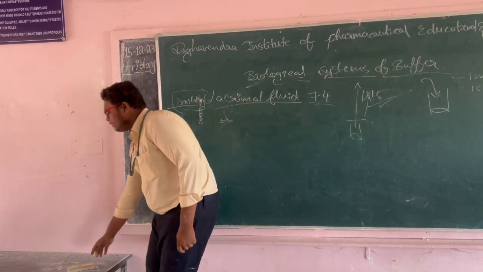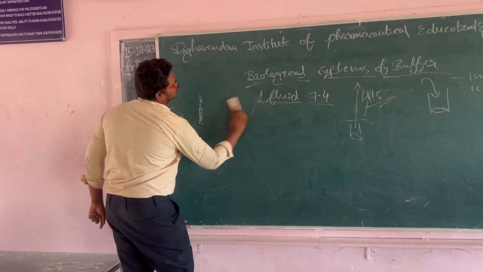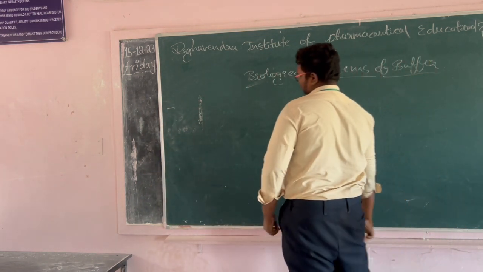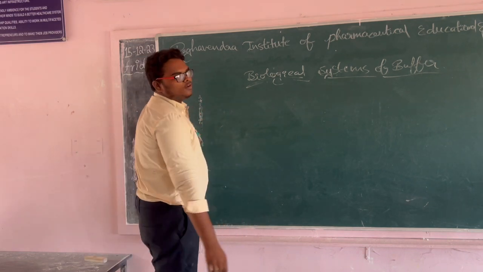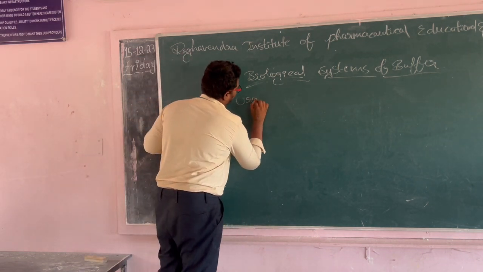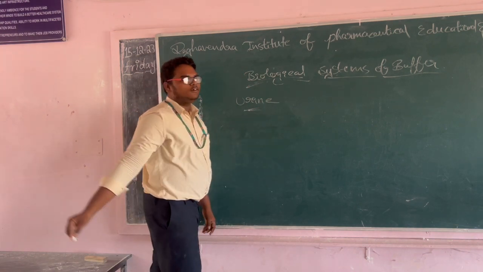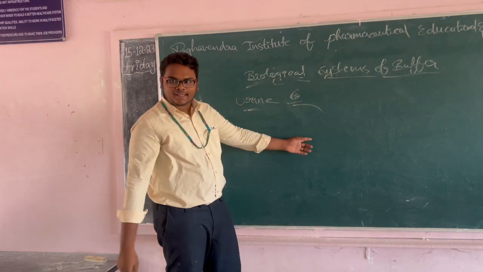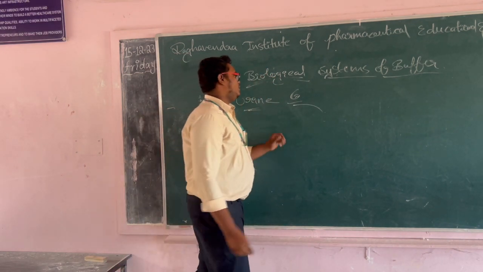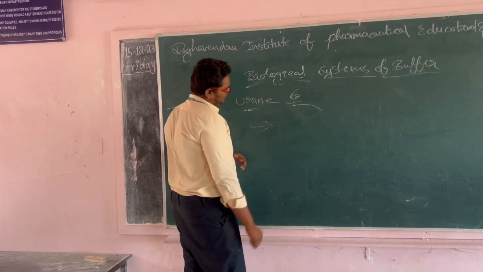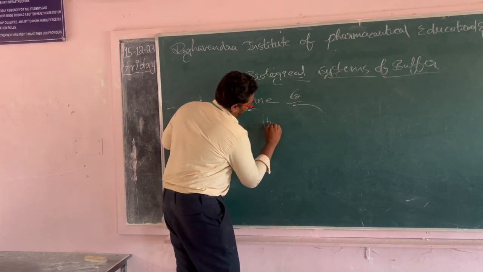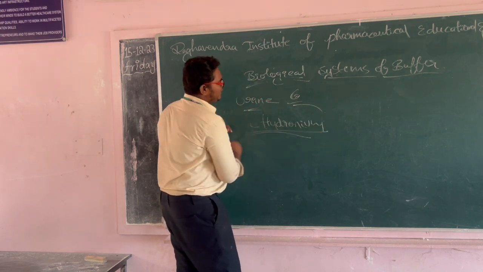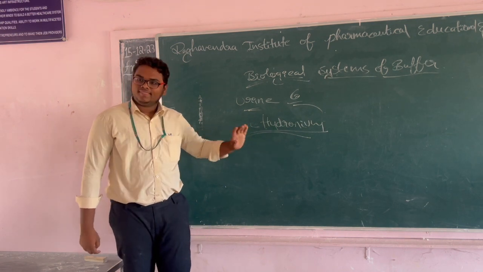The third, what is remaining? Urine. Urine pH is slightly different, around 6, a buffer range which is slightly acidic. The urine has hydronium ions. They are secreted by the kidney. Hydronium ions will be secreted by the kidney.